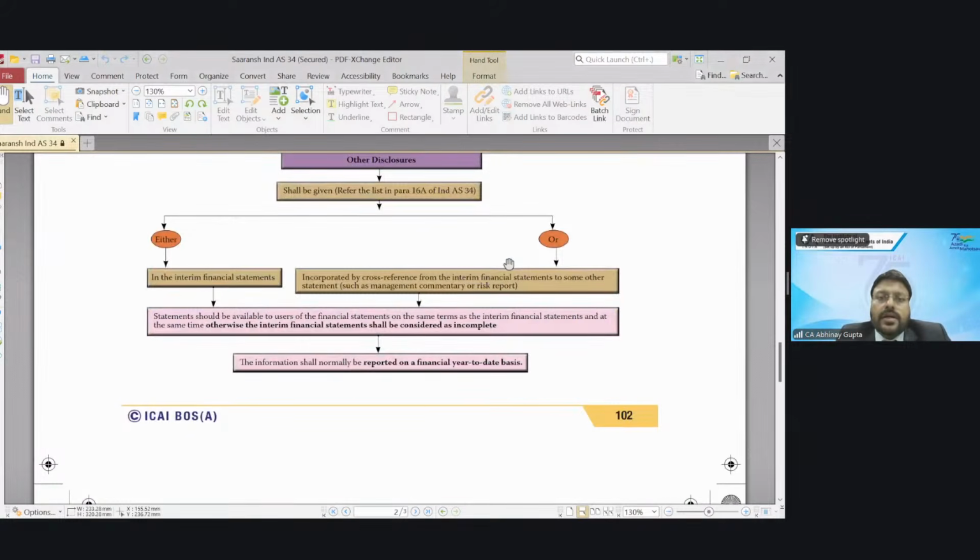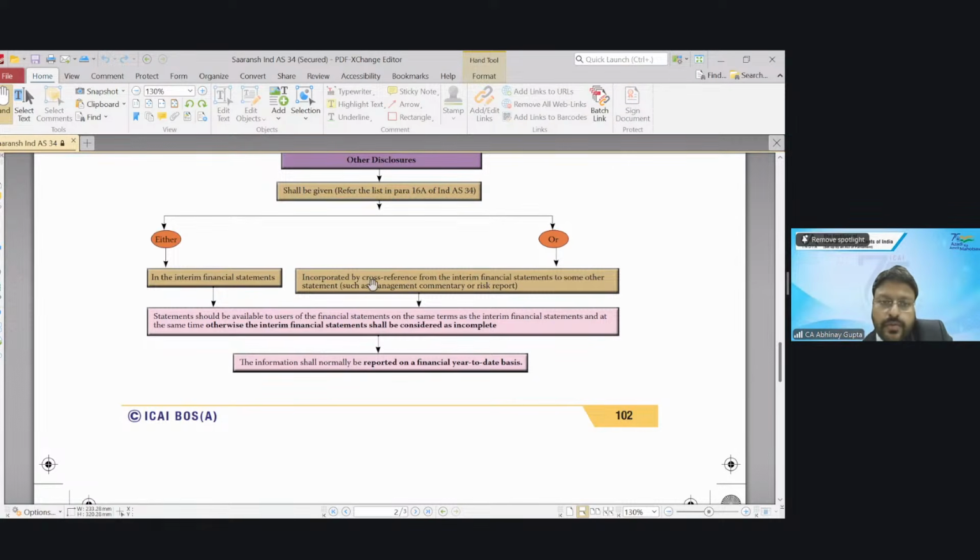Then there could be some other disclosures as well. For example, statements should be made available to the users of the financial statements on the same terms as the interim financial statements and at the same time. Otherwise, the interim financial reporting shall be considered incomplete.